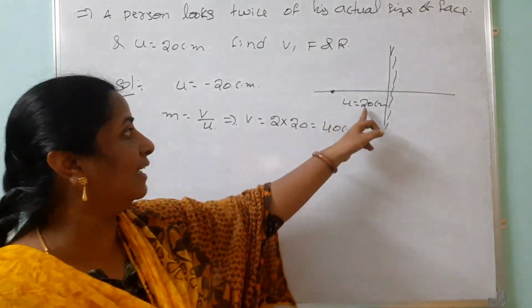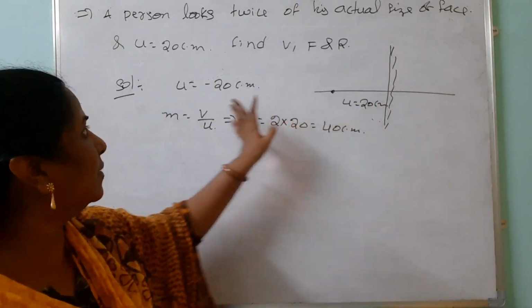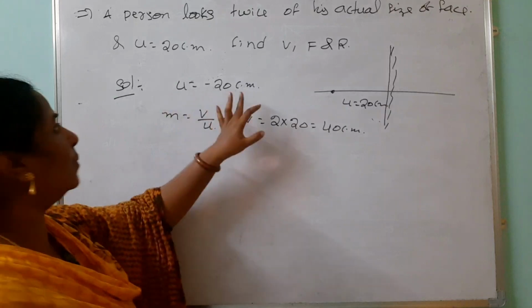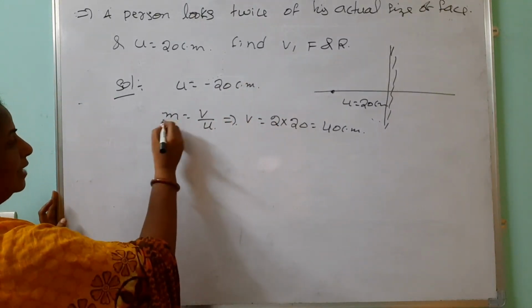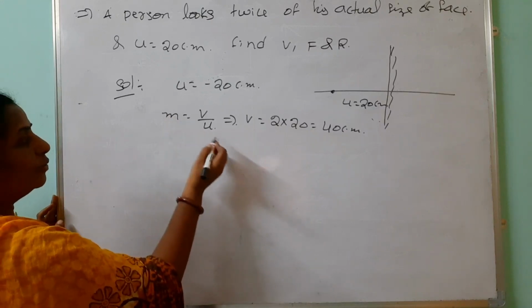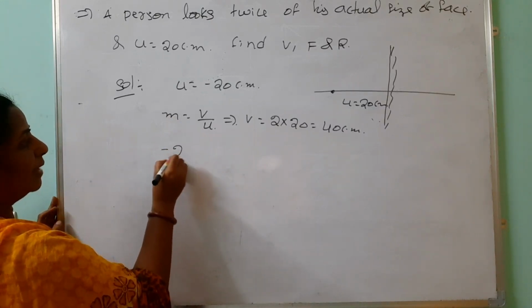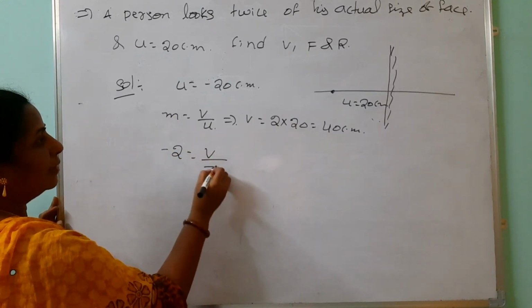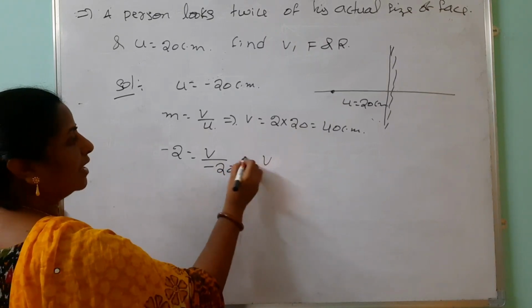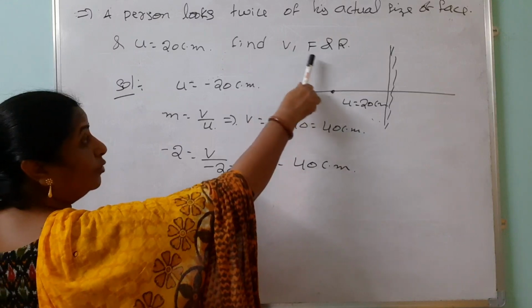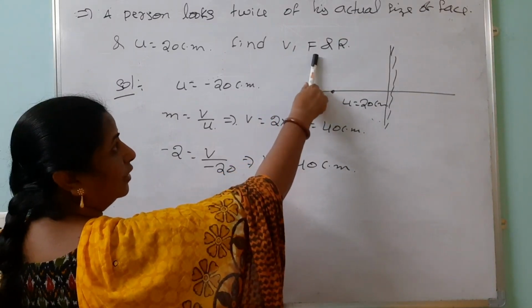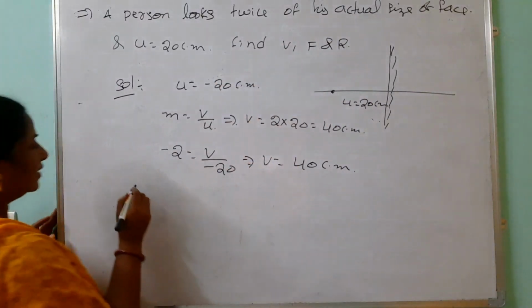That too we can take here: u in front of the mirror means u is negative. We are measuring opposite to this one. So u equals minus 20 centimeters, and magnification clearly 2 times means we can take minus 2 equals v by minus 20. v is how much? 40 centimeters. Then here 2 more questions: we should find out the focal length, and we can find out the radius of curvature.